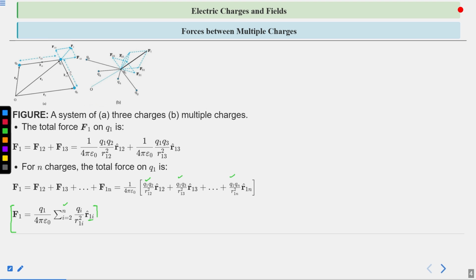So this is the representation of force on a single charge due to multiple charges. Clear? If we resolve this summation, you will get this one again. Clear? Put the value of i equal to 2, you will get in that case this one. Then i equal to 3, you will get this one, and so on. So this is the force on a single charge due to multiple charges.